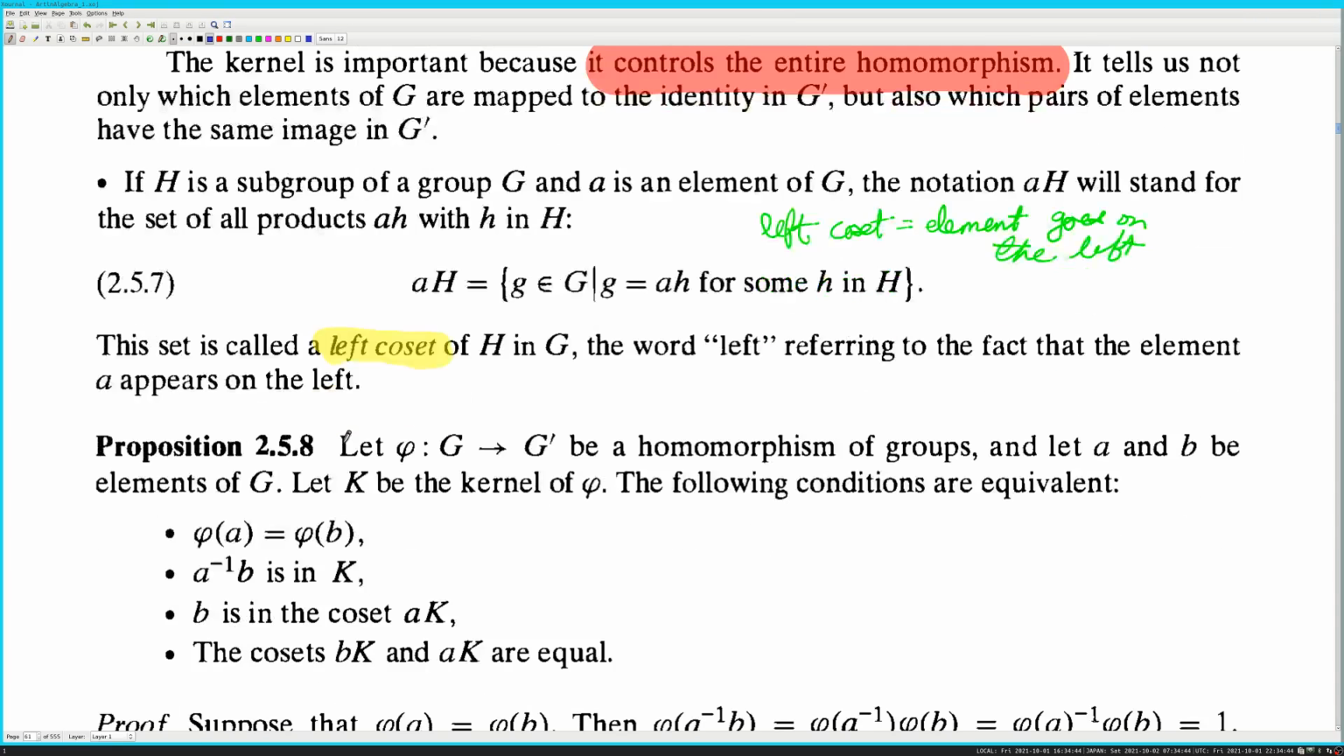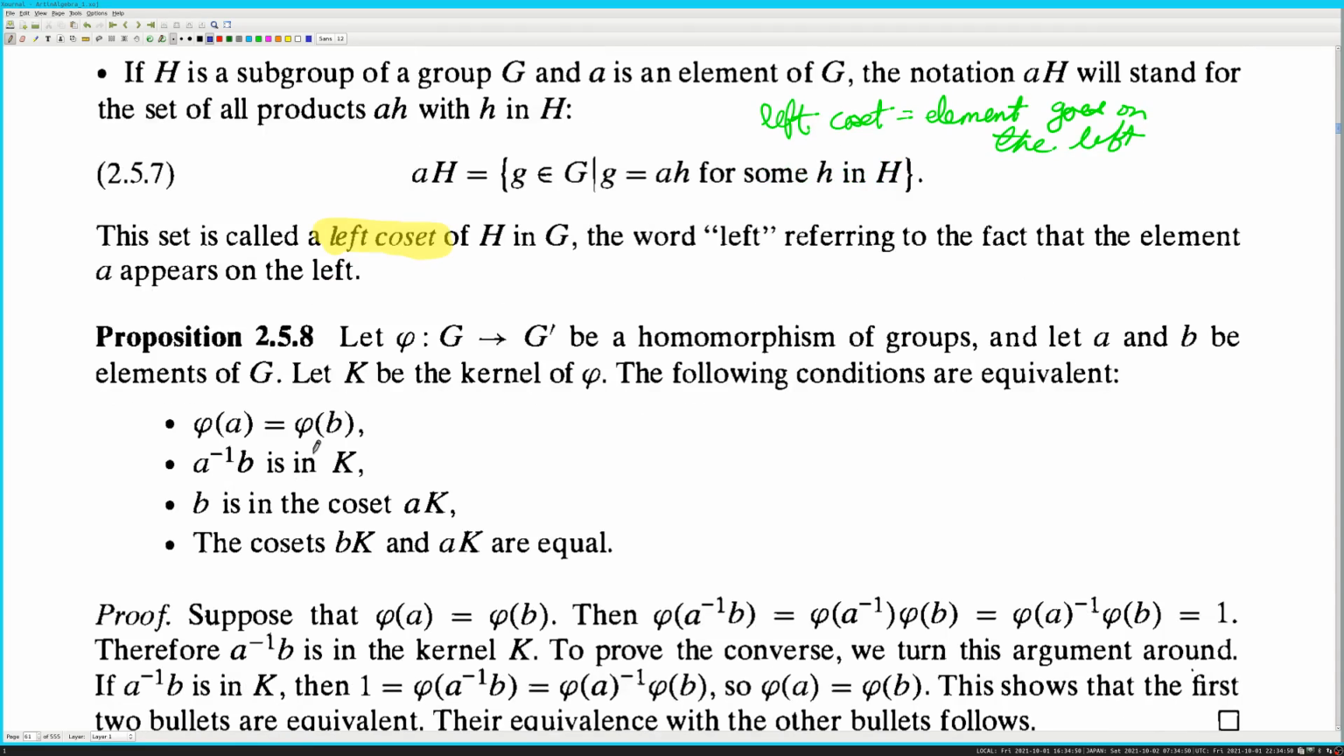Let phi from G to G prime be a homomorphism of groups, and let a and b be elements of G. Let K be the kernel of phi. The following are equivalent. Phi of a is equal to phi of b. a inverse b is in K. So I can see how this implies this, because you multiply by phi of a inverse on this side. So I can see how you get between these two.